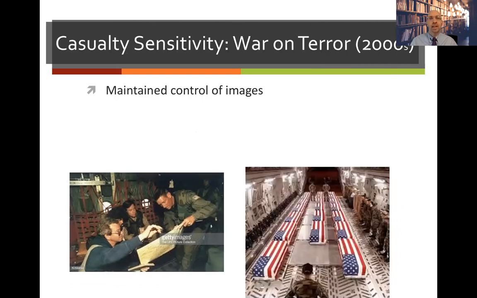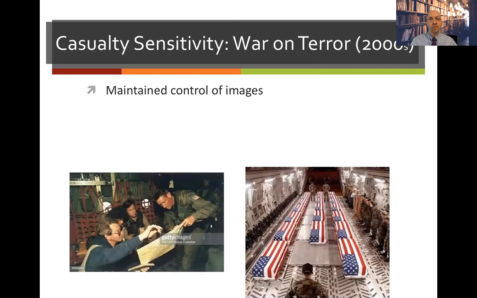This system has been extended into the modern war on terror as well. The George W. Bush administration, during the war on terror beginning after 9/11, instituted its own measures of control on war photography, control on war images. There was significant censorship in the early years that I'll highlight in brief.